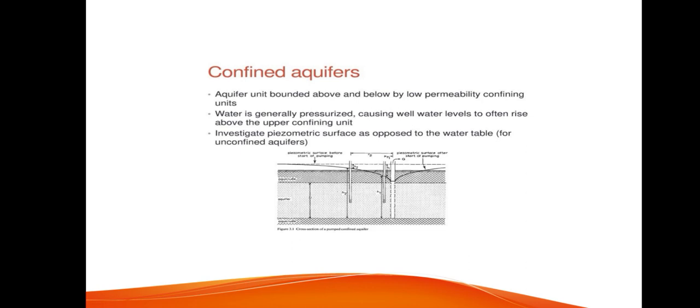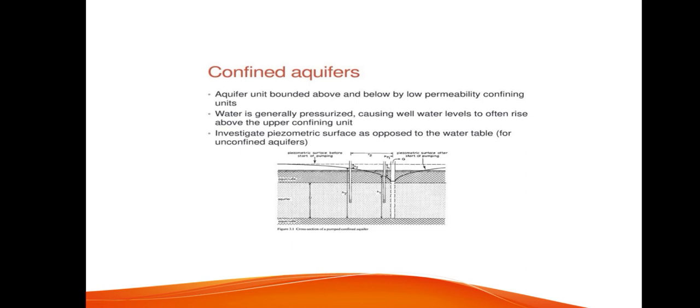So permeability refers to the ability of material to allow the flow of fluid through it. Low permeability confining units are also known as confining layers or aquitards. They have low permeability and restrict the movement of water. So these confining units act as barriers above and below the aquifer, preventing the water from easily flowing in or out. Next, water is generally pressurized, causing well water levels to often rise above the upper confining units.